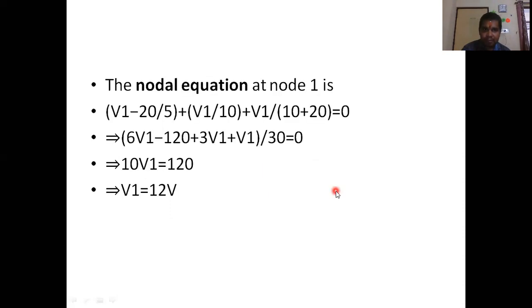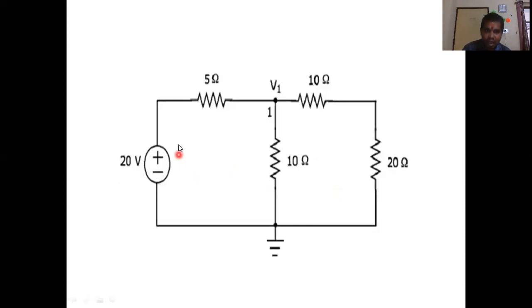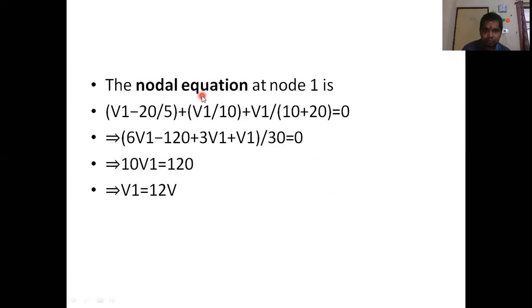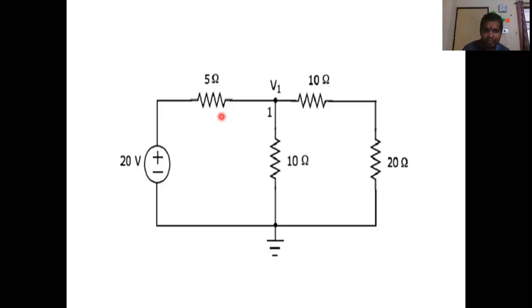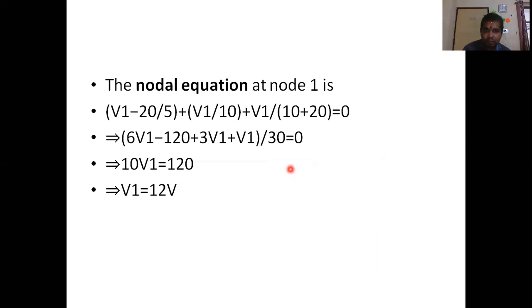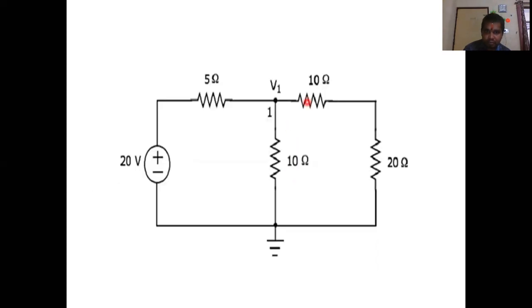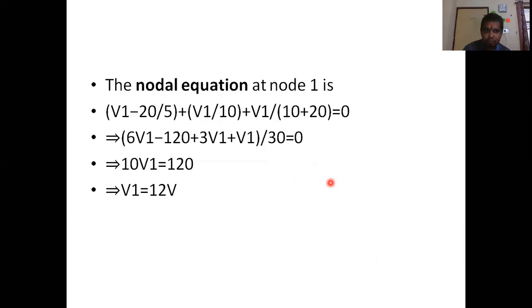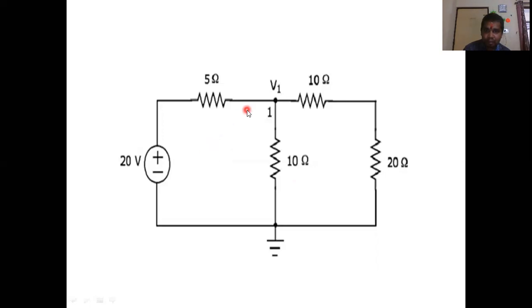Accordingly, you can write the nodal equation at node 1. One current is flowing in this direction, from here to here, that is (20 minus V1) divided by 5, right? And plus V1 by 10, which is the current flowing in this path. And another one is V1 by (10 plus 20), that current is this one, right? So that is the equation. You solve it and you will get V1 equal to 12. V1 equal to 12, you got it.